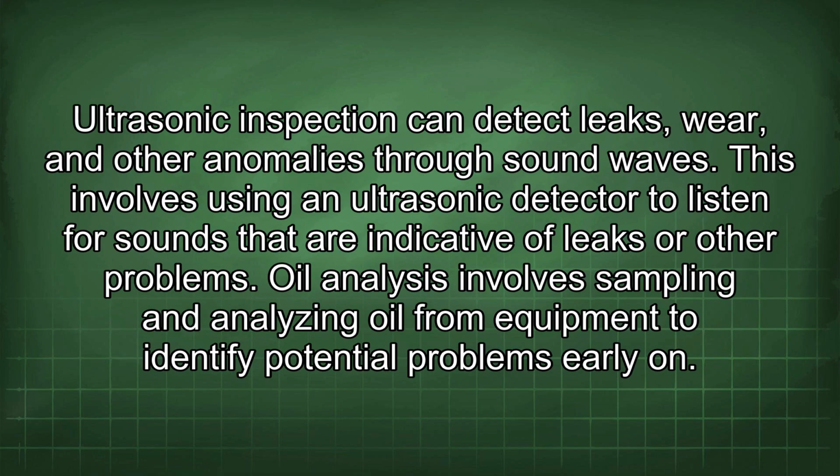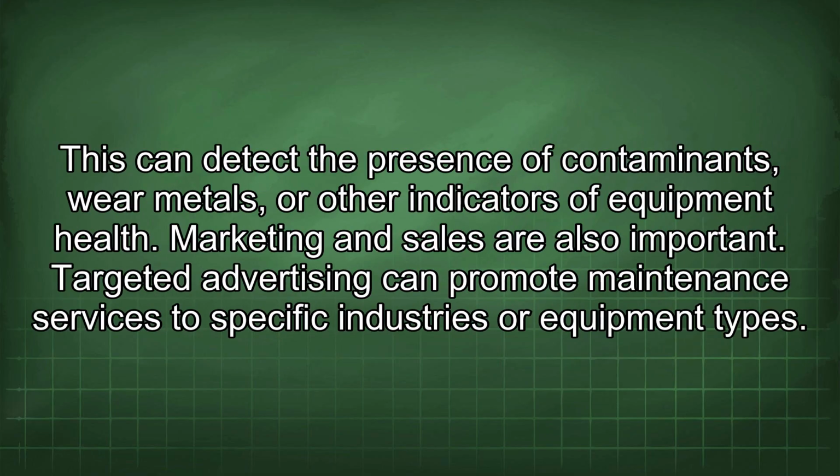Ultrasonic inspection can detect leaks, wear, and other anomalies through sound waves. This involves using an ultrasonic detector to listen for sounds that are indicative of leaks or other problems. Oil analysis involves sampling and analyzing oil from equipment to identify potential problems early on. This can detect the presence of contaminants, wear metals, or other indicators of equipment health.